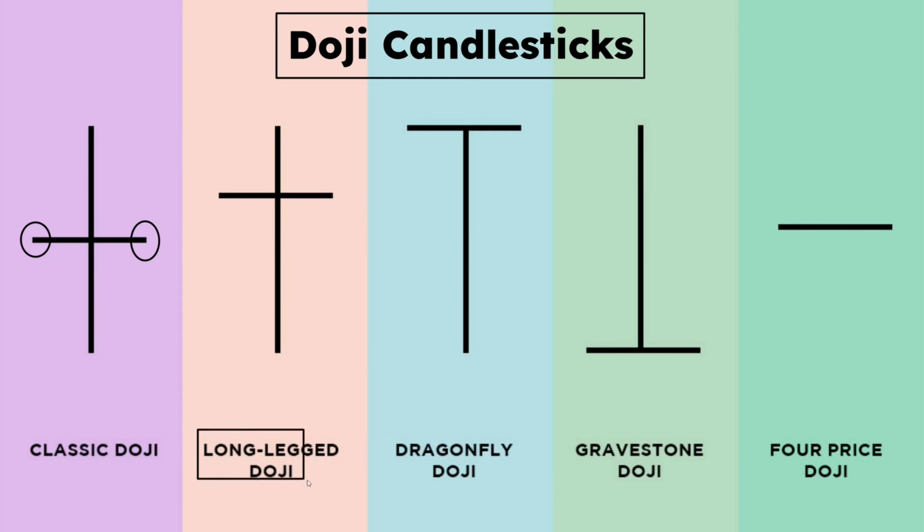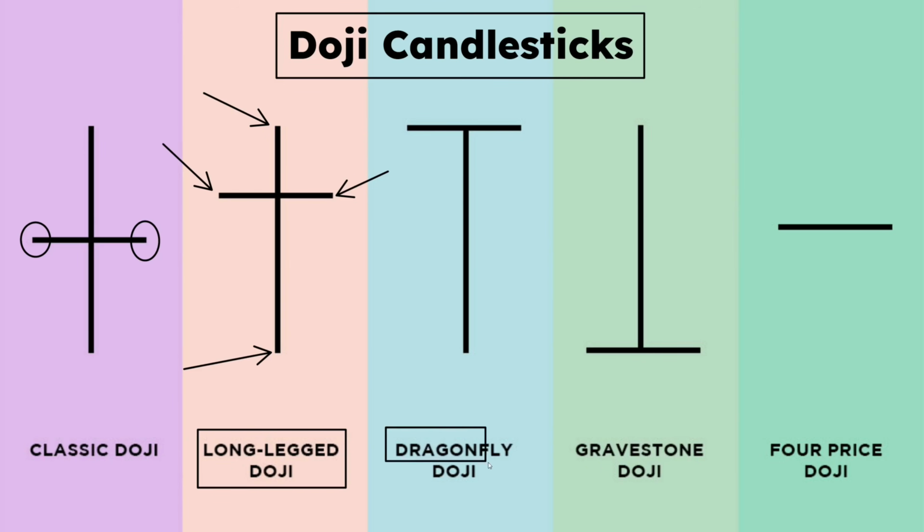So for example, here for the long leg doji, you can see that the candle opens right here. It reaches a lowest point all the way down here. It reaches a highest point all the way up here, but the candle closes at the exact same level where it opened. The same thing is true for all of these candles.